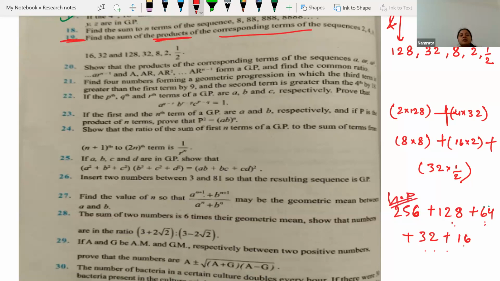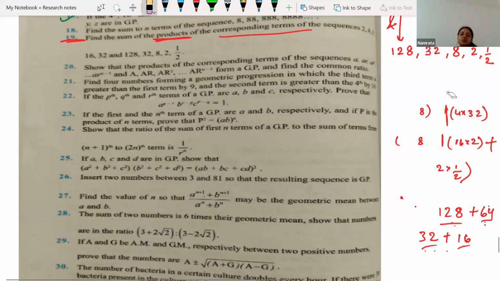Yes, ma'am. So if it's in GP, then we can use the formula of GP, that is a into r to the power n minus 1 by r minus 1. We can find the sum of this. How many terms? 1, 2, 3, 4, 5 terms. Clear? Yes. Let's move ahead.